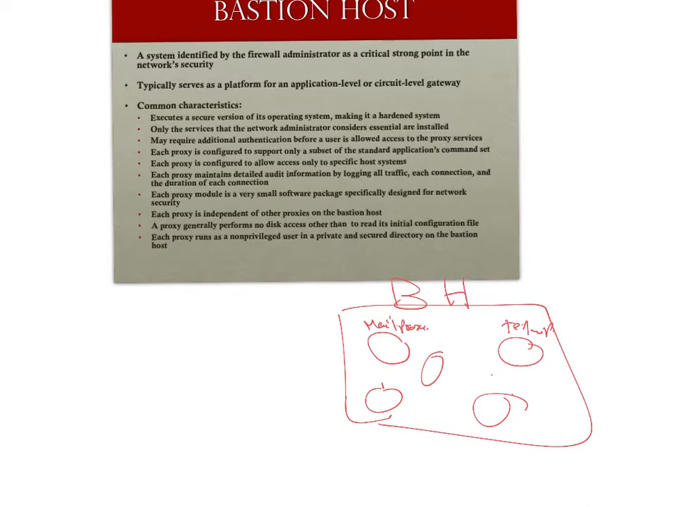So why do I make them independent and run them separately like this? Of course, each one of them is lightweight. Its function is not to provide the actual service of mail or the actual service of telnet. It's actually to provide restrictions on the traffic that uses that particular application, right? And why do I make them independent? Because if one of them is compromised, it does not affect the others. Is that clear?